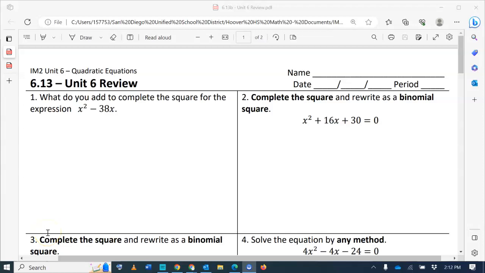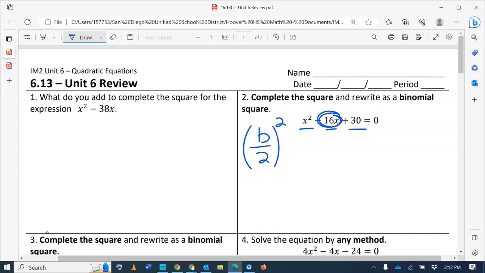All right, Unit 6 review. We are doing a lot of completing the square. If you remember completing the square, you need to take the middle term. So when you have three terms, 1, 2, 3, take this middle term, which is our b. We cut it in half, and we square it. So all you have to do for this first question is figure out what number we need to add.